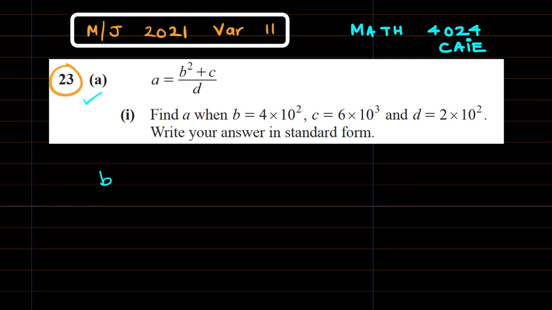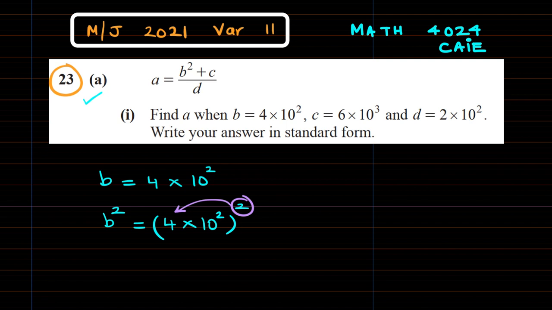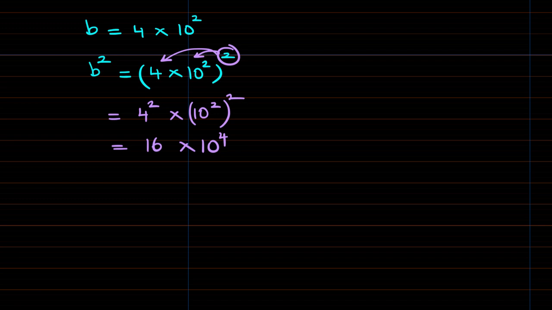First of all, let's write down B, which is 4 multiplying with 10 raised to power of 2. Therefore, B square, that is 4 multiplying with 10 raised to power of 2, all raised to power of 2. Now, according to rules of indices, this 2 applies on 4 as well as 10 square. So therefore, this is 4 square into 10 raised to power of 2 raised to power of 2, which is 16 multiplying with 10 raised to power of 4. And yes, I should write in the standard form, that is 1.6 into 10 raised to power of 5.